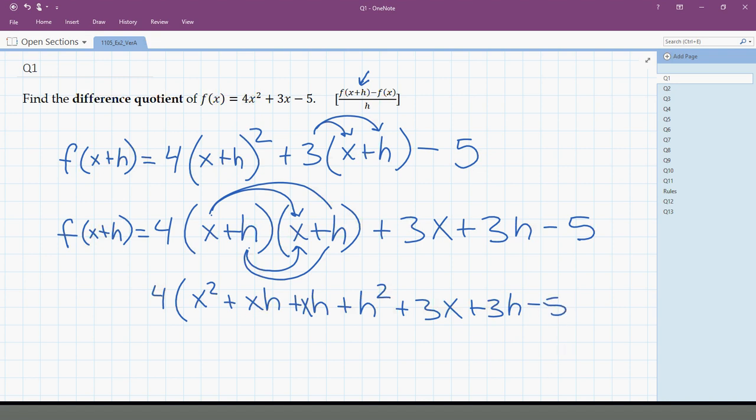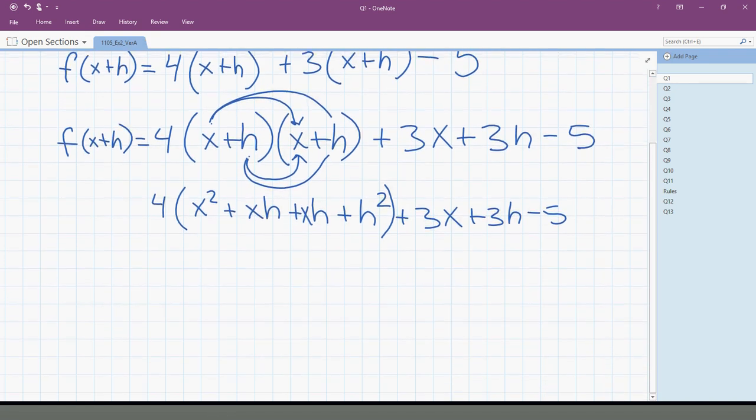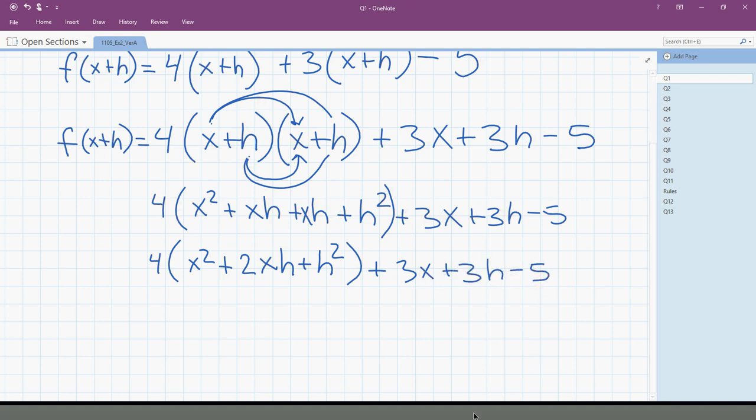I forgot parentheses. It's the parentheses right here. Close it. So inside the parentheses, I'm going to combine the like terms, which is going to be the xh. I'm going to rewrite everything just to keep everything organized and on track. So I have 2xh plus h squared plus 3x plus 3h. Nothing in common here, so we can now combine.